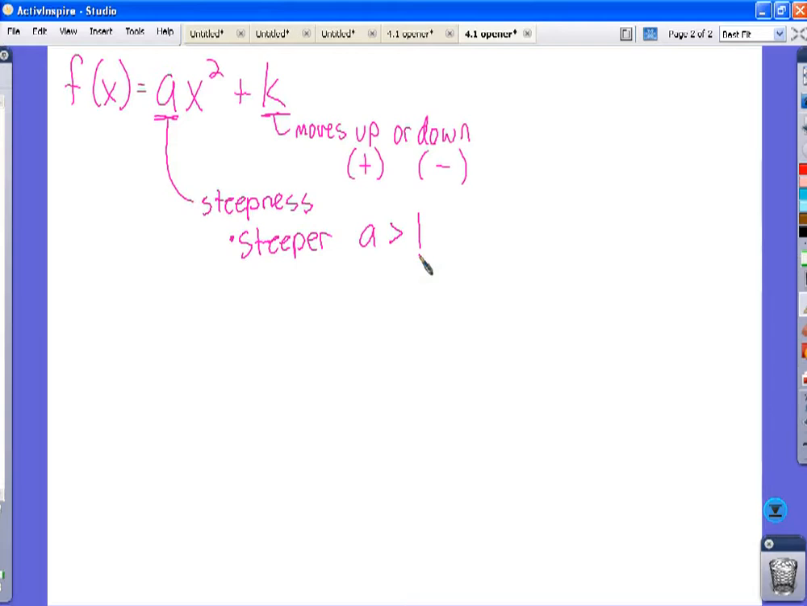But what if A is negative 5? Will it be steeper? It'll be upside down, and will it be steeper as well? Yeah, it'll be both, right? It'll be both steeper and it will go down. So if A is negative 5, it'll make it steeper. But is negative 5 bigger than 1?